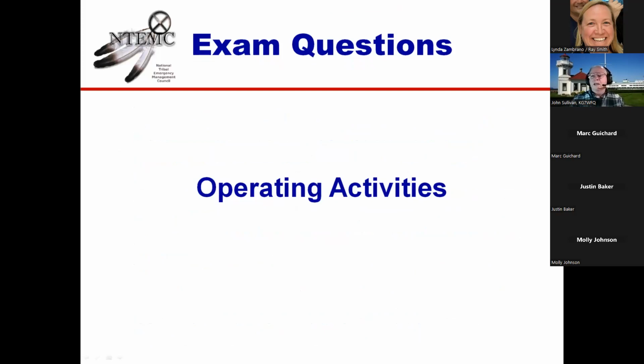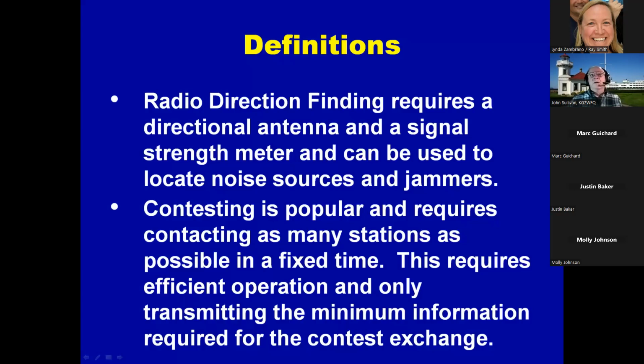Questions before we move to the next subtopics? All right. Again, some definitions. Radio direction finding, or sometimes RDF, requires a directional antenna and a signal strength meter and can be used to locate noise sources and jammers. So that's what's commonly called fox hunting, radio direction finding.